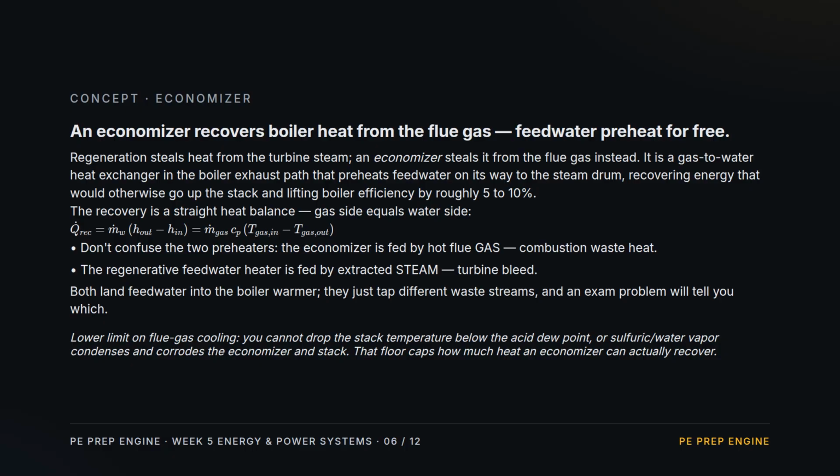Don't confuse the two preheaters. The economizer is fed by hot flue gas, combustion waste heat. The regenerative feedwater heater is fed by extracted steam, turbine bleed. Both deliver warmer feedwater. They just tap different waste streams.